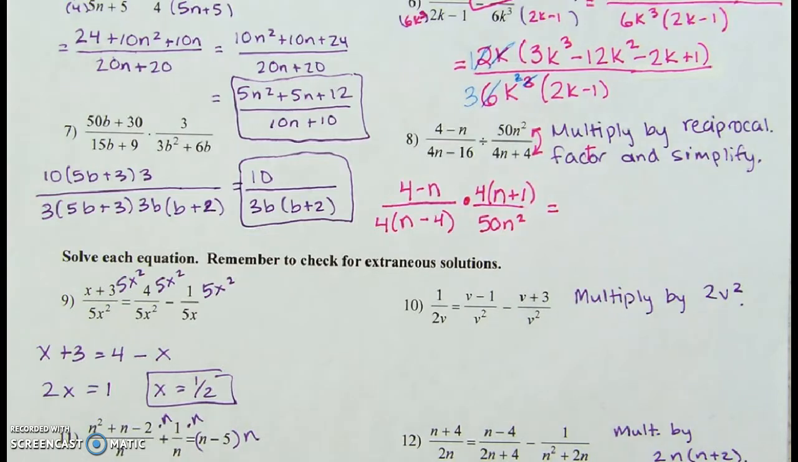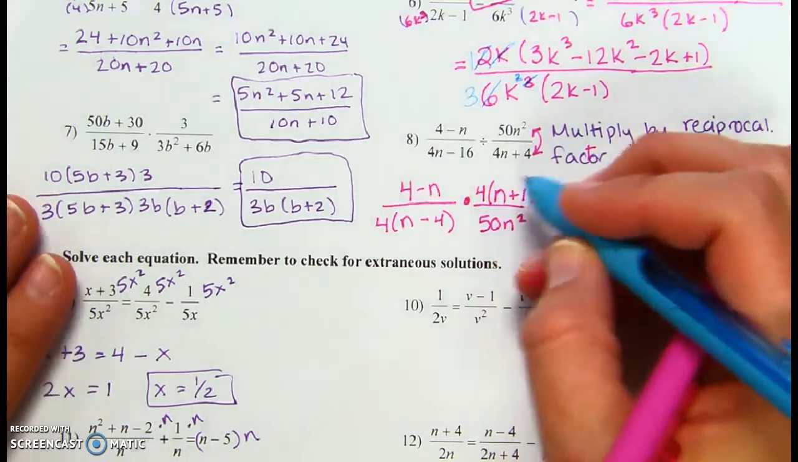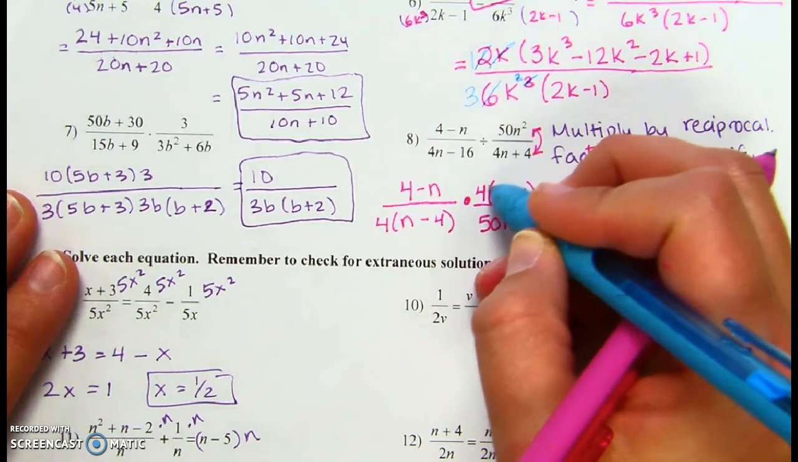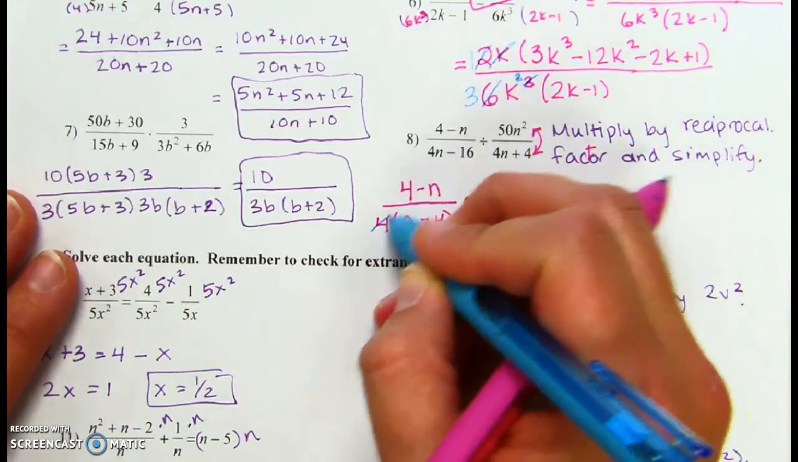Okay, we factored. Now, are there any common factors that are going to, hi-ya, karate chop, cancel out? Yes? Okay. What do you see that's the same? We see a 4, hi-ya, karate chop.